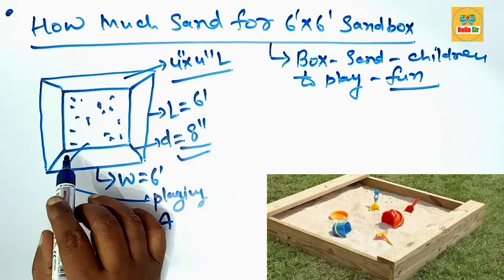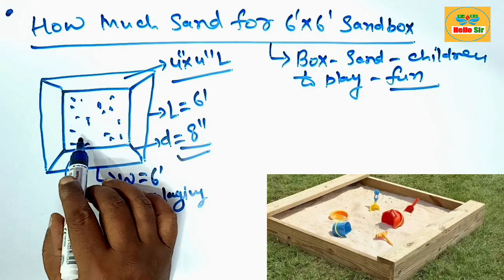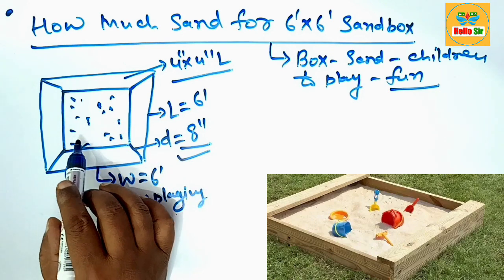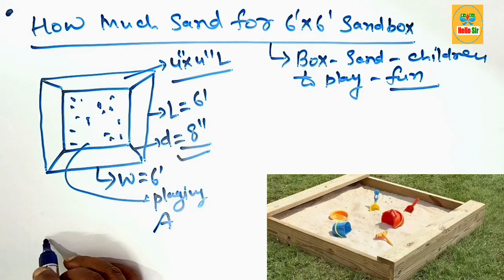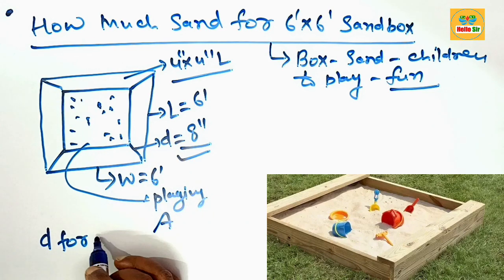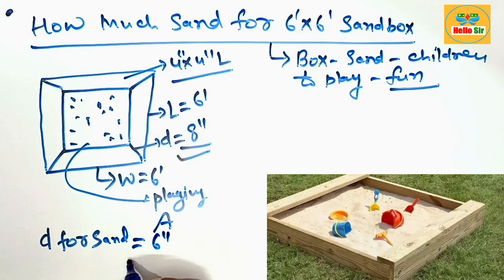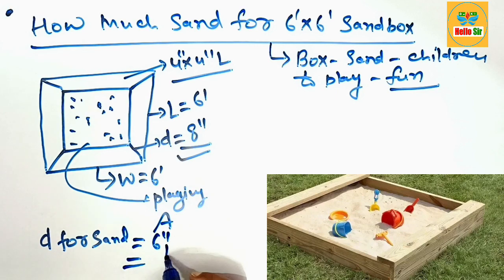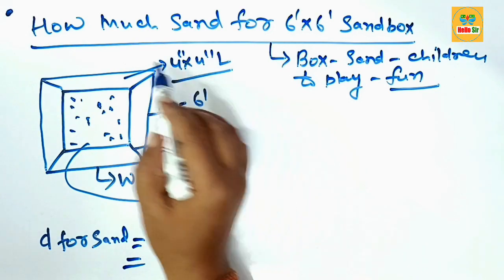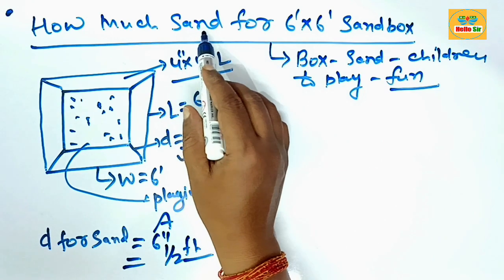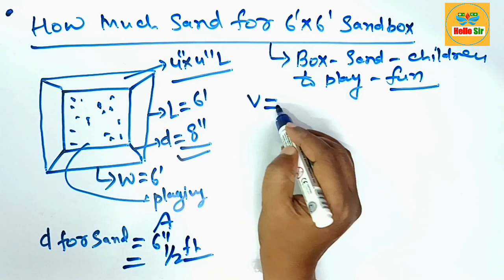The depth is about 8 inches for the sandbox, but you don't need to fill the sand all the way to the top. It is a good idea to leave some space at the top. That's why the recommended depth for sand is about 6 inches, which is equal to half a foot. And if you want to calculate the required sand volume, use the formula for sand volume.